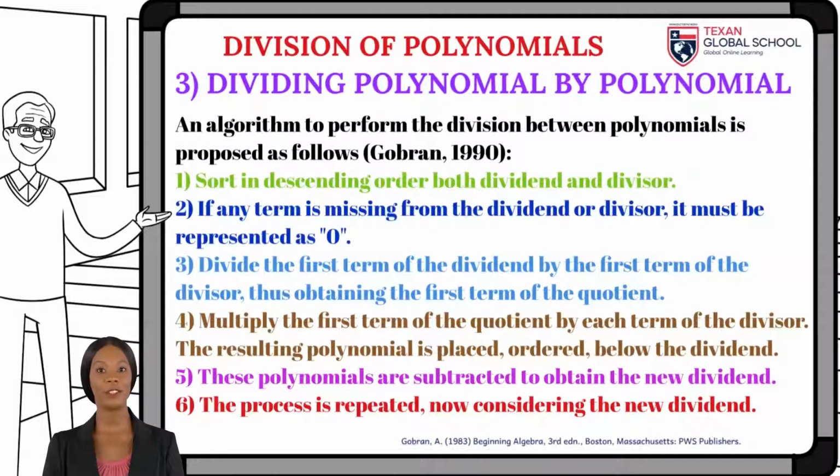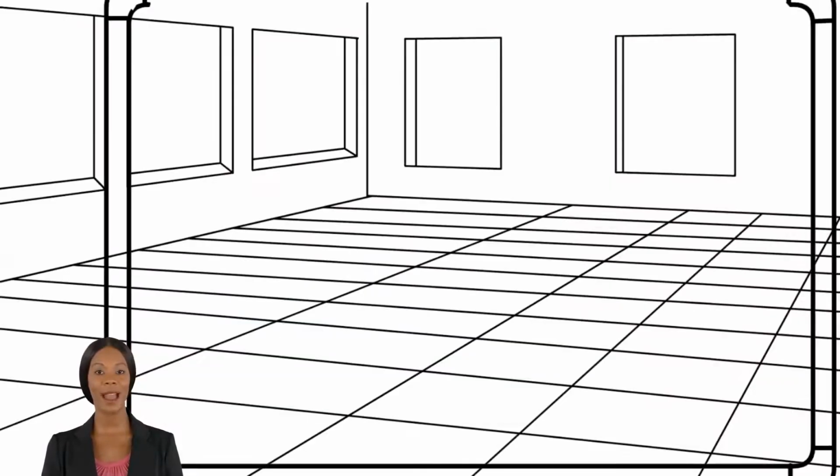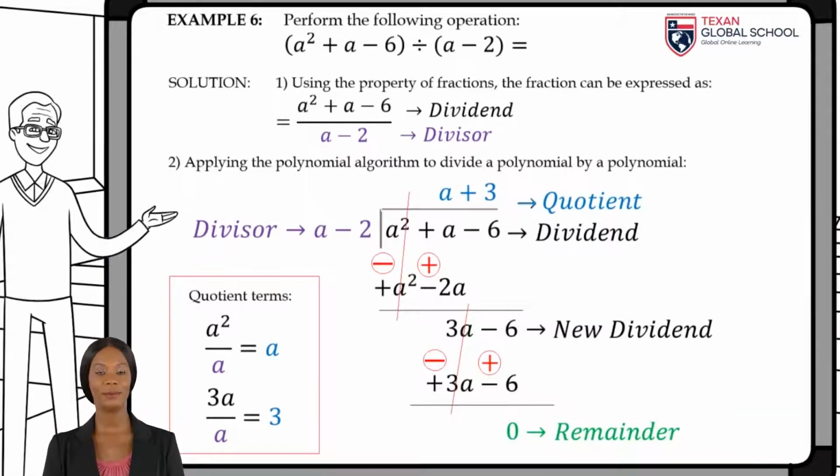Then, divide the first term of the dividend by the first term of the divisor, thus obtaining the first term of the quotient. The first term of the quotient is then multiplied by each term of the divisor. The resulting polynomial is placed, ordered, below the dividend. These polynomials are subtracted to obtain the new dividend. And the process is repeated, now considering the new dividend. Let's see a first example of this case.